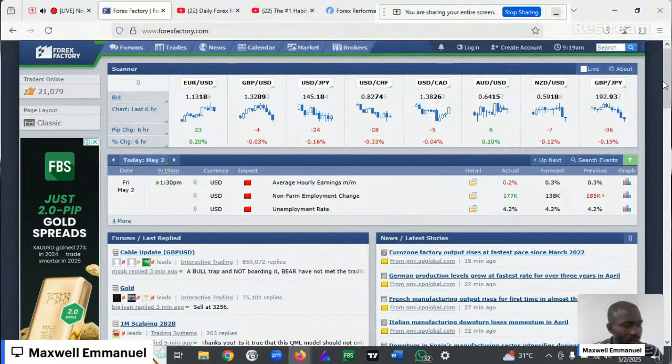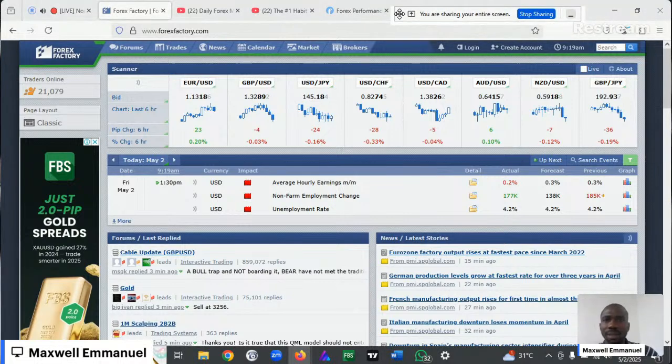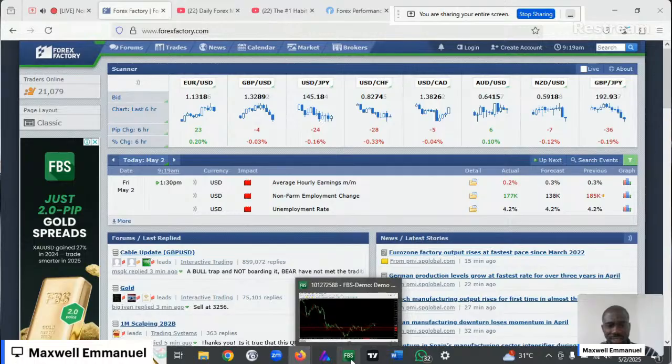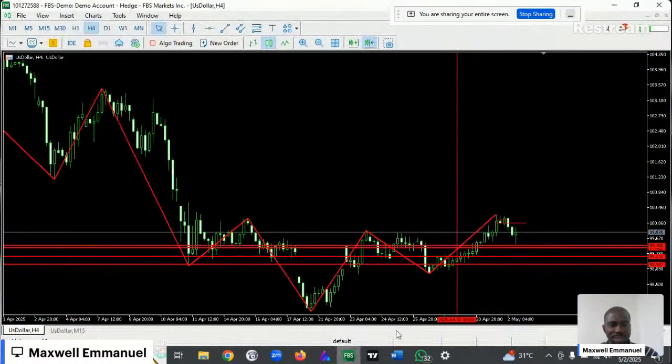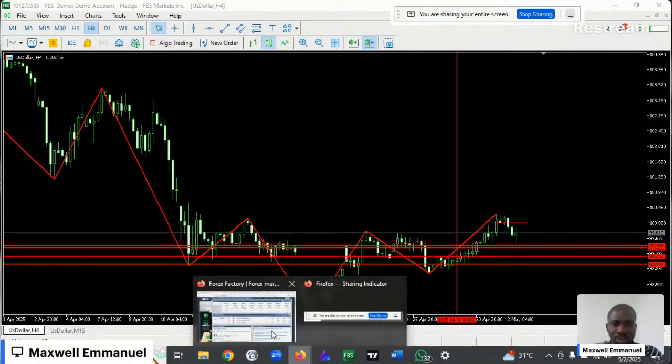Okay, so at 1:32, NFP has been released. Let's check the data. NFP has been released, and it is positive for the dollar. The data is positive for the dollar, so we expect the dollar to be bullish.